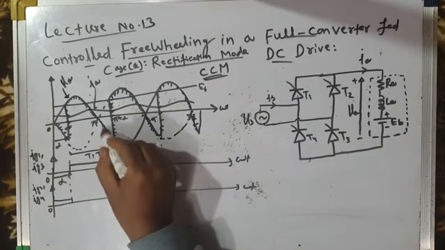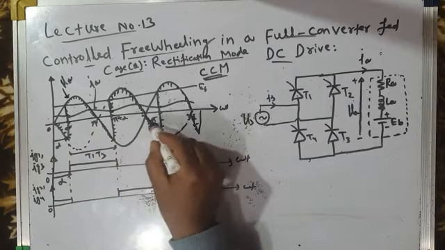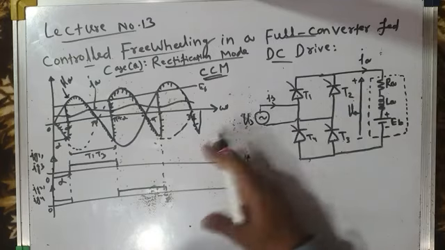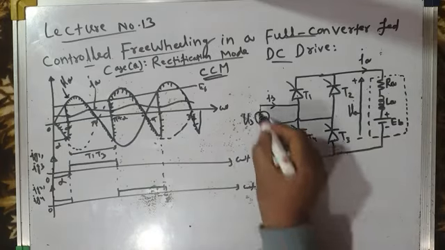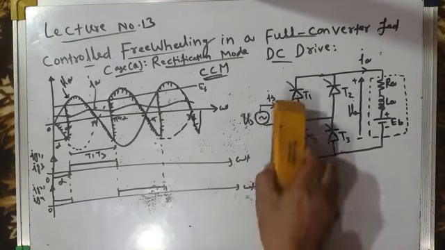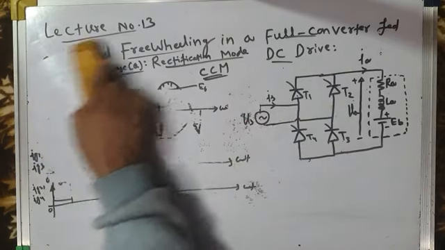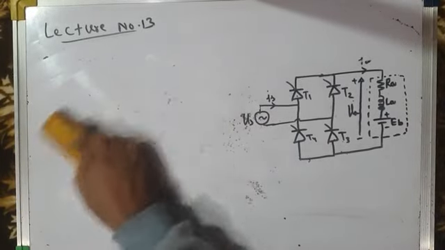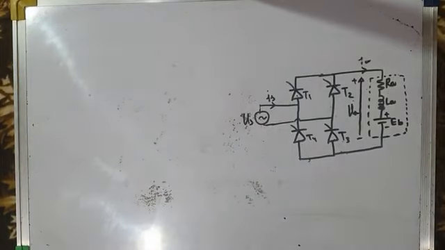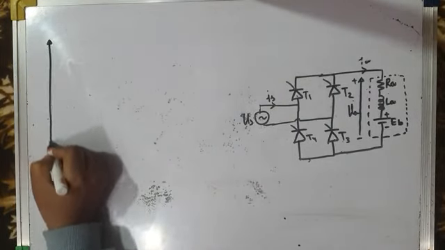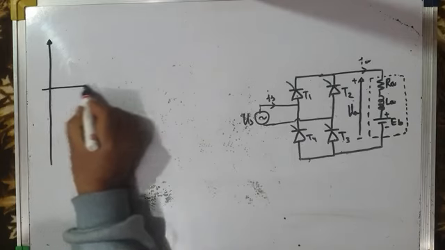Now, if we can cancel these negative segments of the voltages, we will be avoiding the flow of reactive power between source and load, and hence we will be improving the power factor of the source, not load. We will be improving the power factor of the source. For that purpose, let us draw the waveforms again and see how we can achieve that.